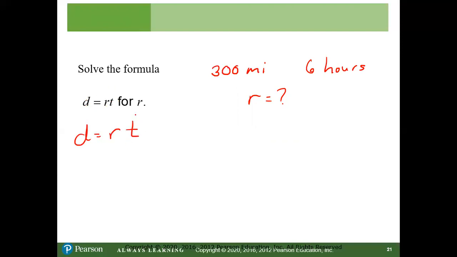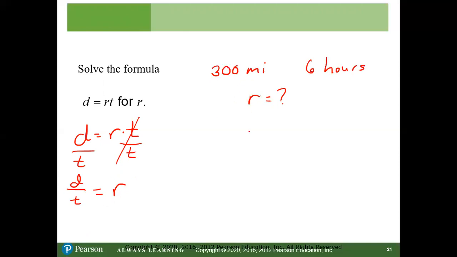We know that this t is what we don't want, and it's still being multiplied into r. So all we have to do is just divide both sides by t, and that will cancel that t out on the right-hand side, and now r is all by itself. So we would take our distance, divide it by our time, and that would give us our rate.